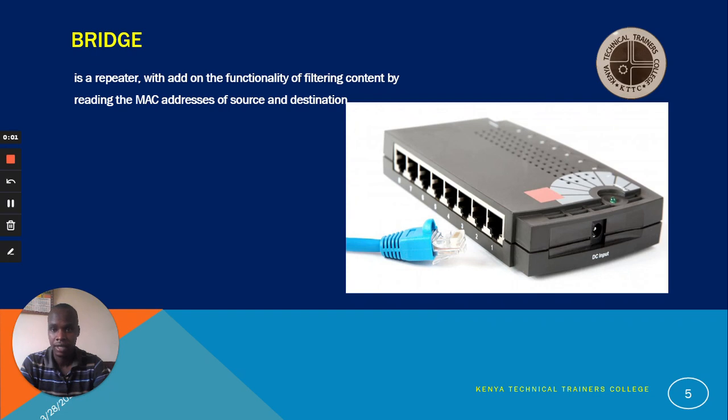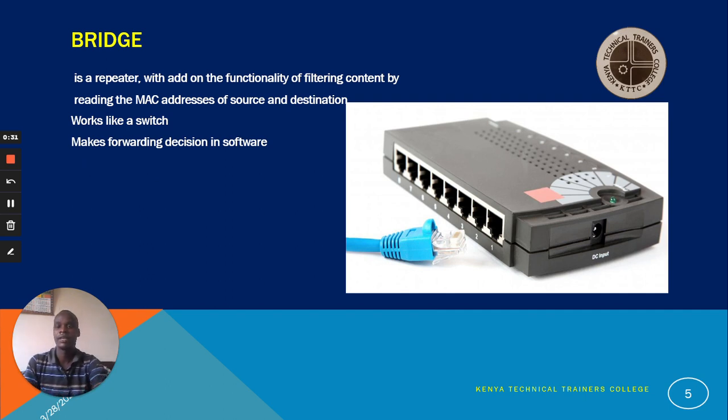By the end of this video, you're going to learn about a bridge and a switch, and we'll start by discussing a bridge. We say a bridge is a repeater with add-on functionalities for filtering content by reading the MAC address of the source and destination. It works like a switch, but it makes the forwarding decision in software, unlike the switch, which makes the decision based on hardware.